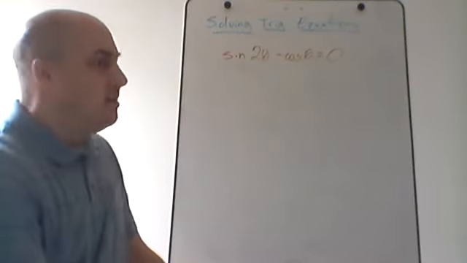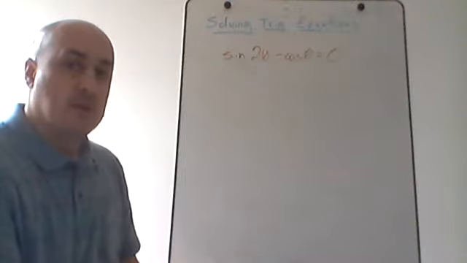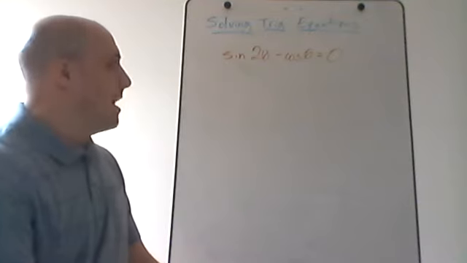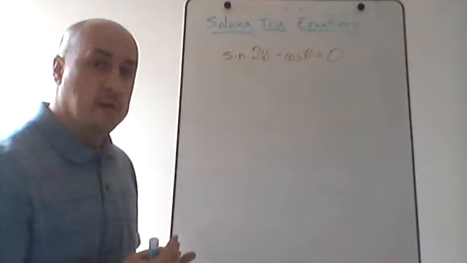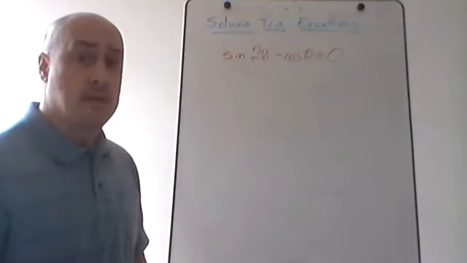Alright, in this video we're going to take a look at another trigonometric equation that we're going to solve. And this one's pretty complicated. We're going to have to use a trigonometric identity to make a substitution here, and then from there be able to go ahead and solve the problem.